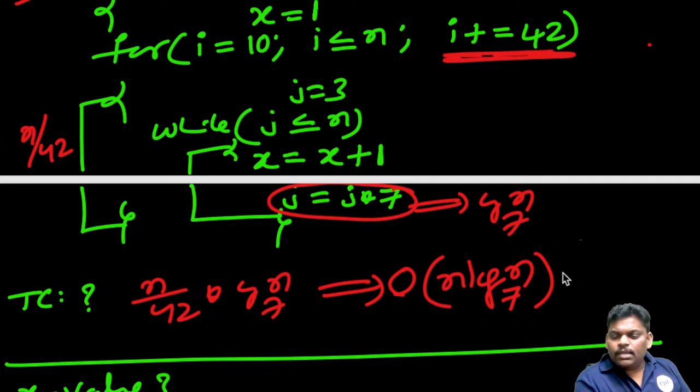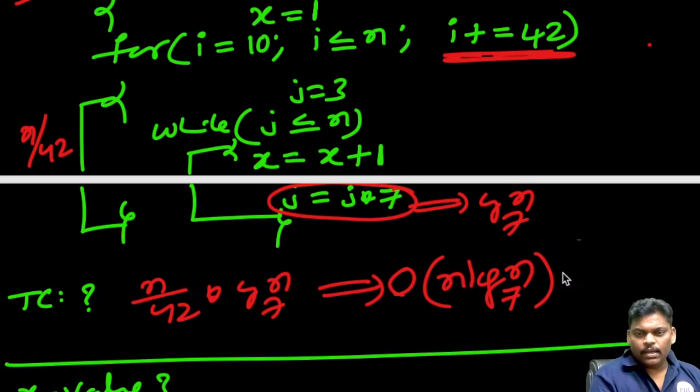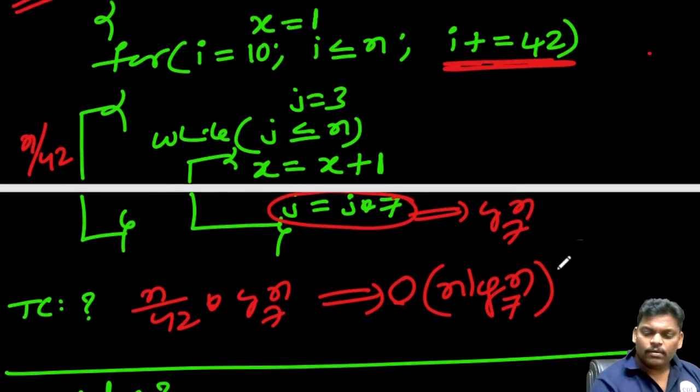He is asking what is the x value. I think the first loop is n by 42, everyone agrees. The second loop is log n base 7, and since there is no dependency, the loops multiply: n by 42 into log n base 7, n log n base 7. Time complexity is n log n base 7. Can you see the x value? X value initially 1.